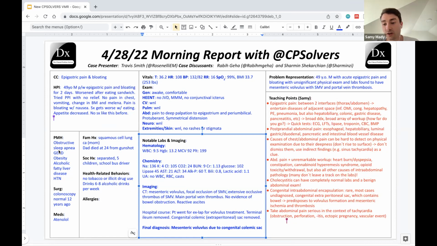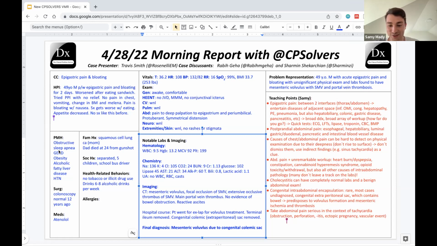Then we approached the problem of abdominal pain with an unremarkable workup. We can think of heartburn or dyspepsia, constipation, cannabinoid hyperemesis syndrome, opioid toxicity or withdrawal, but also other causes of intra-abdominal pathology. As we said, many don't leave a track on the physical examination, but also not on the labs, as we learned from this case. And Charmin taught us that we should always think about cholecystitis, because people can have completely normal labs and a benign abdominal exam and still have fulminant cholecystitis.